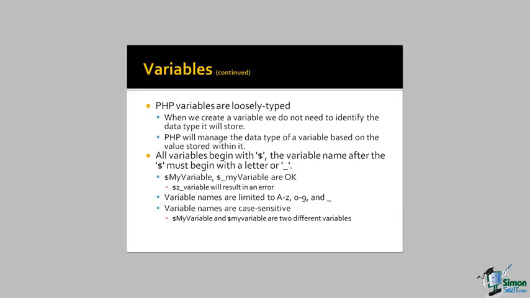So for example, the variable named $2variable is not allowed. It will generate an error because it begins with a number. And the names of the variables are limited to the characters A through Z, the numbers 0 through 9, although they cannot begin with the numbers 0 through 9, and the underscore. And it's important to remember that variable names are case sensitive. So uppercase and lowercase mixed in the variable name results in two different variables because they will have two different names based on the upper and the lower case.